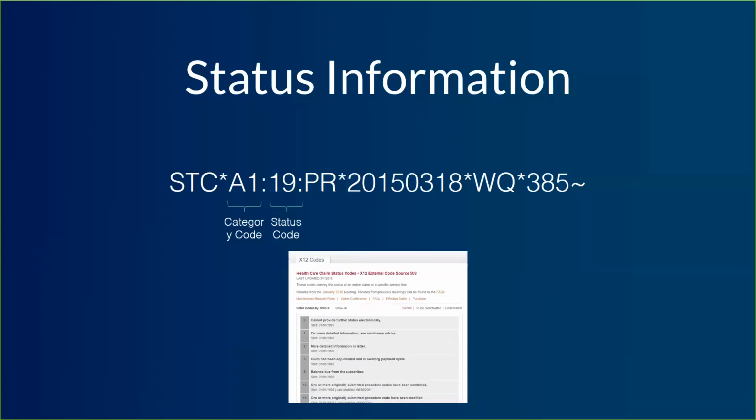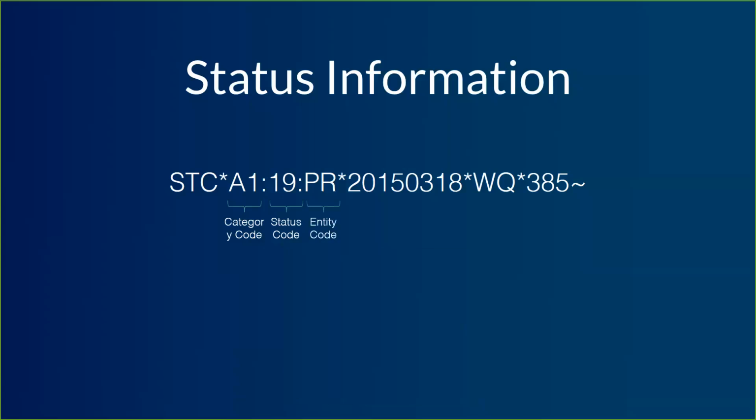The third subposition is an entity code, and you may or may not get this depending on the status code. But if the status has something to do with an entity that would need to be further identified, like did this apply to the subscriber or to the dependent? Was it the billing provider, the rendering provider, the referring provider? If you need to make those kinds of distinctions, the entity code is how that's going to happen.